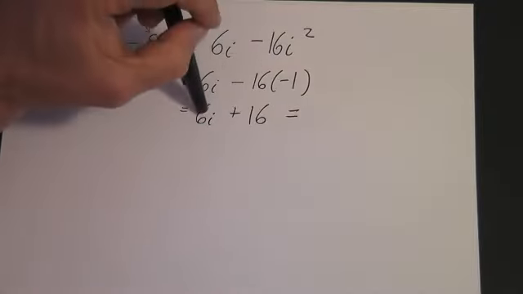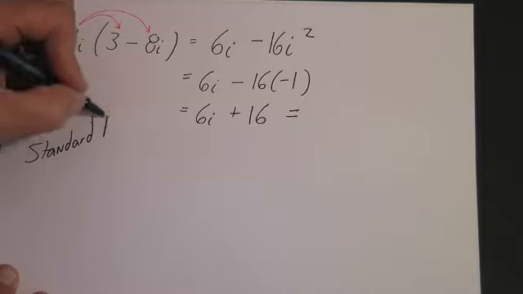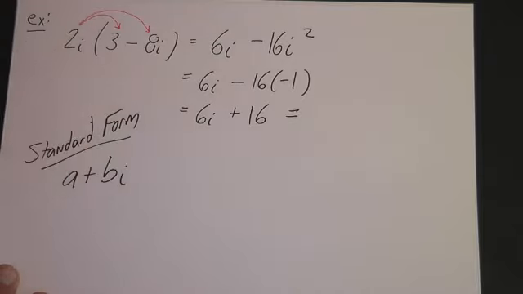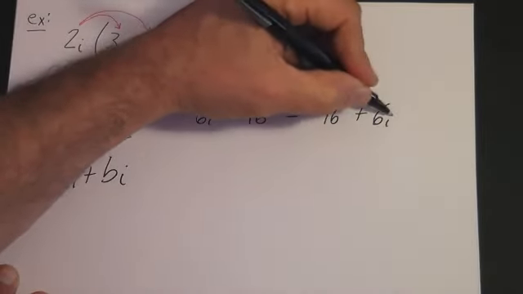However, we're always going to write it in standard form. And what standard form is for a complex number is essentially just write the real part first. It's always a plus bi. So in this case, write the real part first, positive 16 plus 6i.